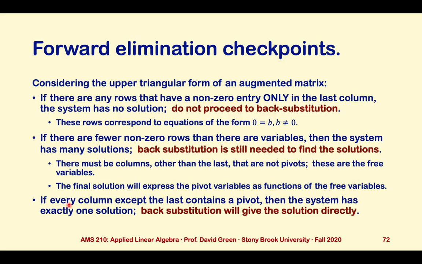If, on the other hand, every column except for the last contains a pivot, then the system has exactly one solution, and back substitution will give you the solution directly. After we're finished with forward elimination, we know if there's no solution, if there are many solutions, or if there's a unique solution. As long as there are solutions, we keep moving forward, but keep in mind the nature of the solution. If there are no solutions, we stop.